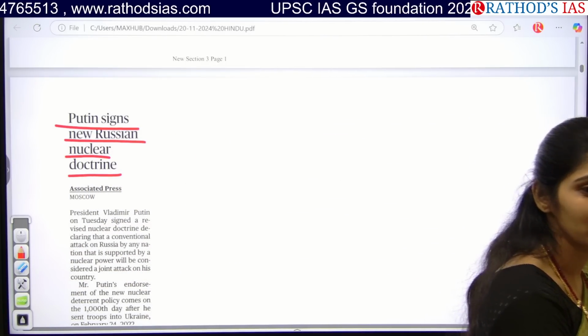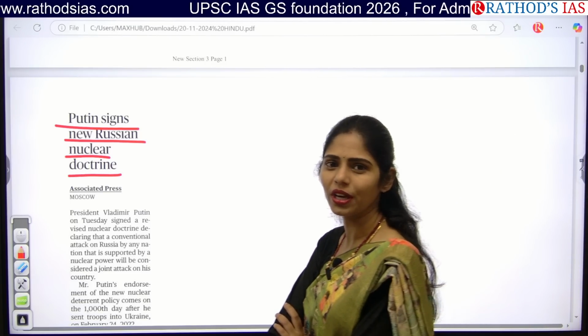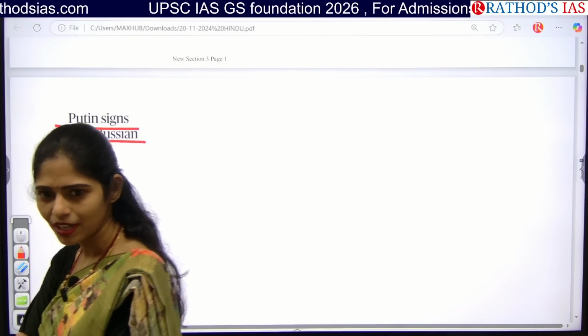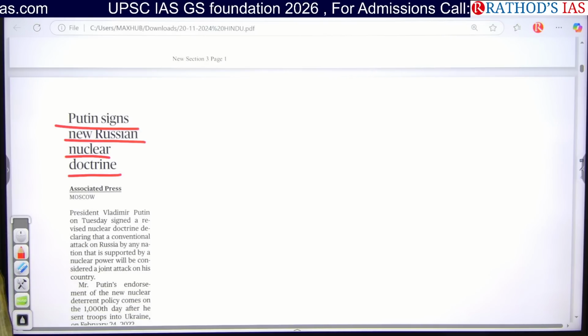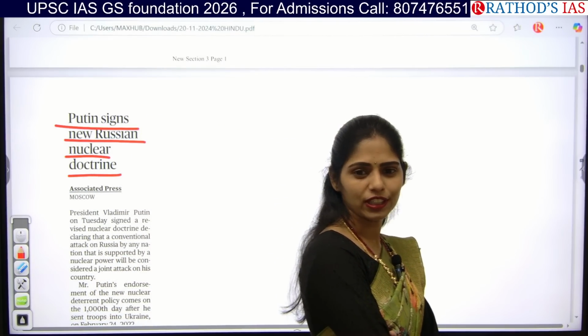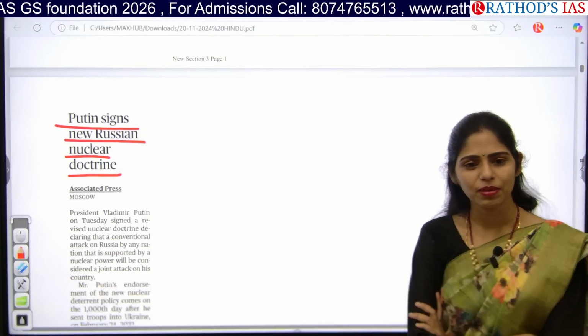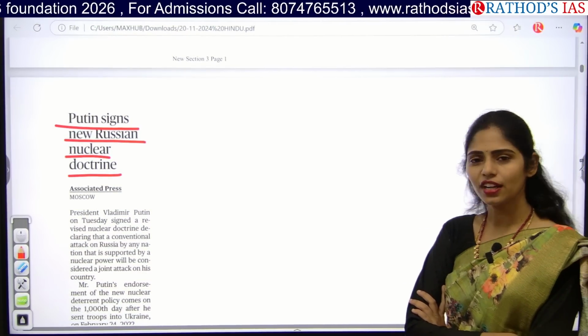And one more reason here is what happened in the US. Elections. Who came into power? Trump. So one more statement made by the US is that they are going to support Ukraine more in this Russia-Ukraine war. So because of this, finally Russia came up with this new nuclear doctrine.